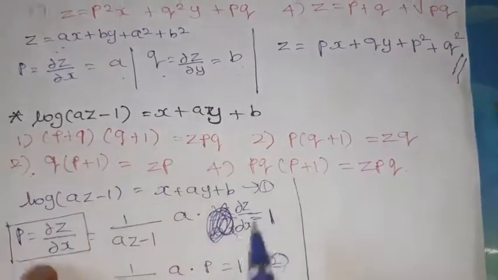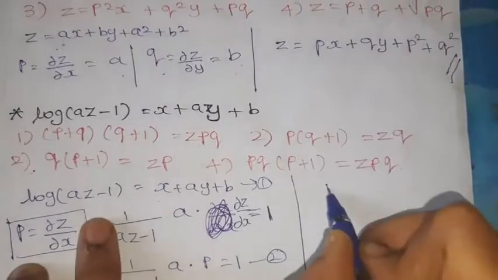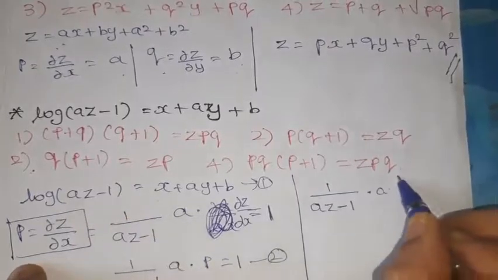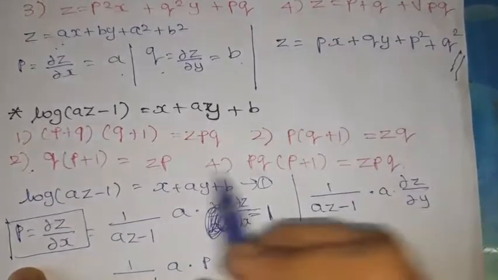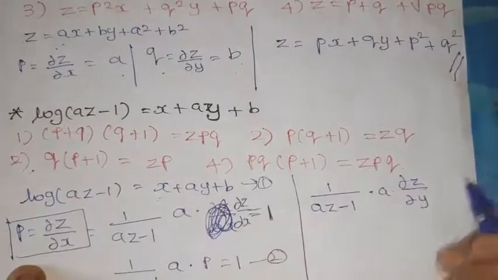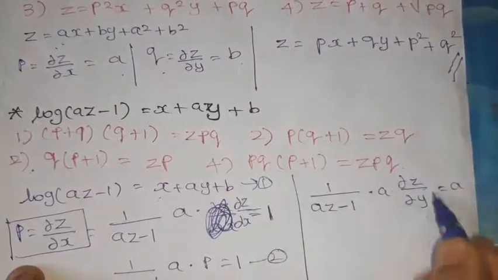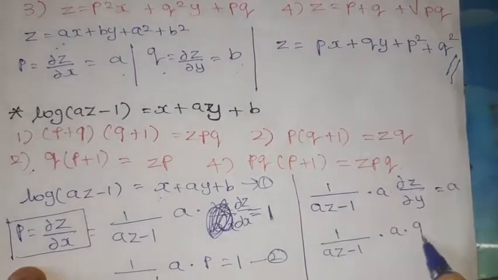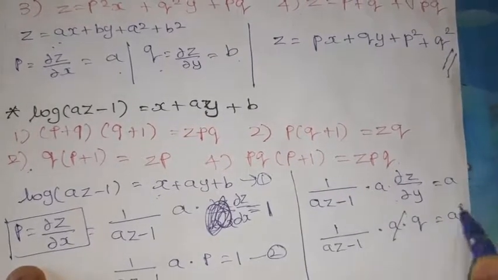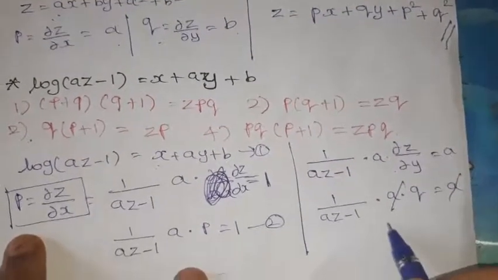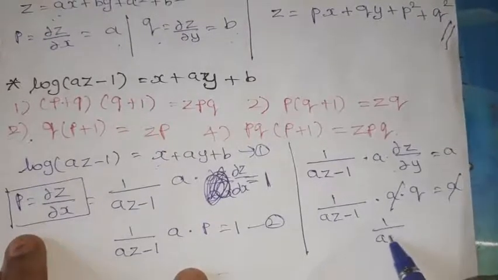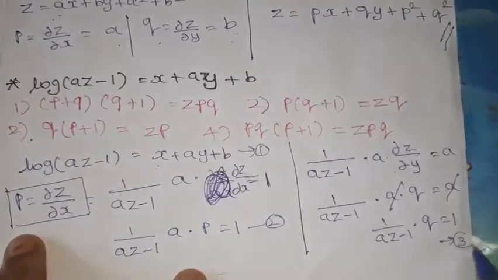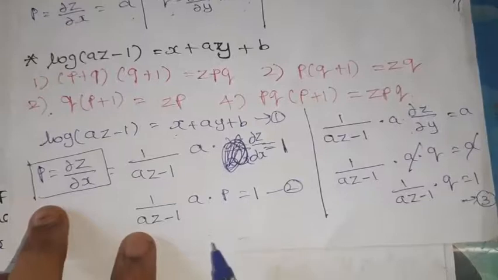Next we need to partially differentiate with respect to y. So 1 by az minus 1 into a into dou z by dou y. In this term dou z by dou y, by differentiating we will get a. So what is dou z by dou y? We know that 1 by az minus 1 into a into q equal to a. So this and this get cancelled. What we will get? 1 by az minus 1 into q equal to 1. This is equation 3.